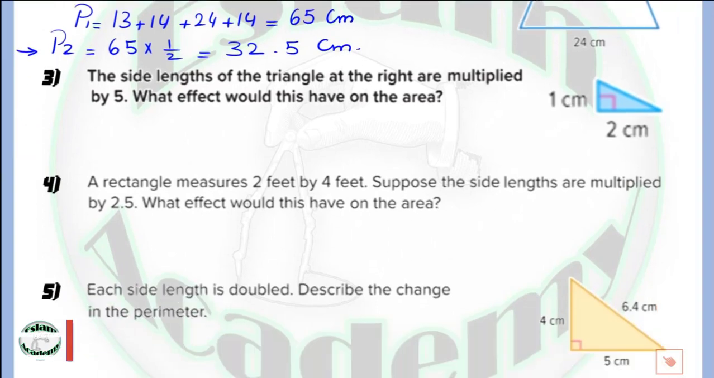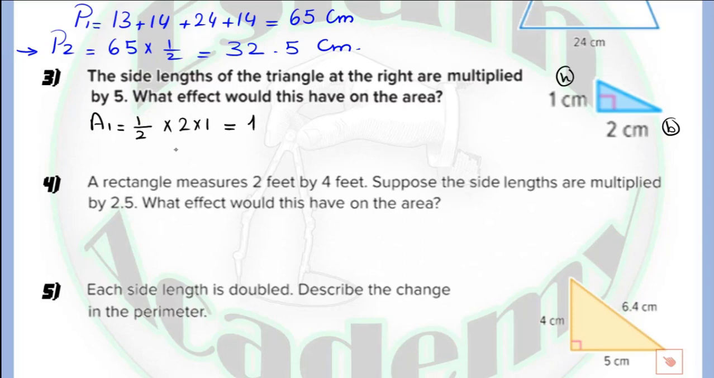In question number 3, we have a triangle. The two sides of the triangle 1 and 2. We have a right angle triangle. It means one of them will be the base and the second will be the height. If we multiply all of the sides by 5, what will happen to the new area? Now we need to find area number 1. Area number 1, we know that the area of the triangle is half multiplied by the length of the base multiplied by the height. By multiplying, you will find that the area will be equal to 1 centimeter squared.